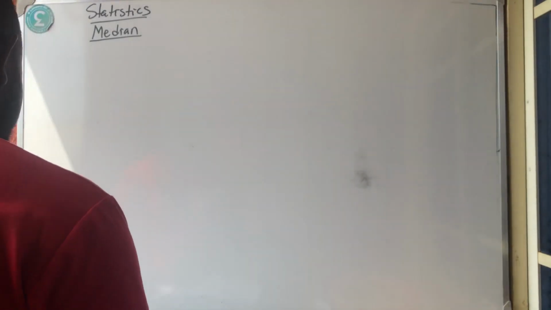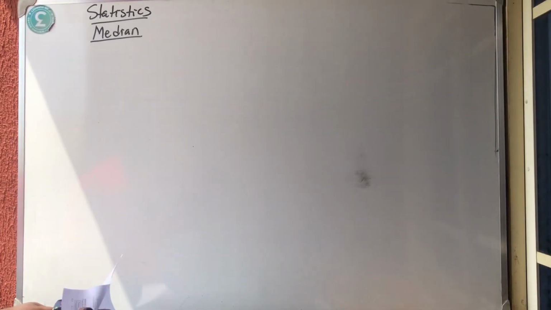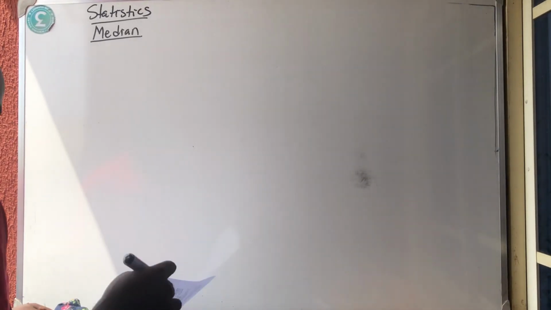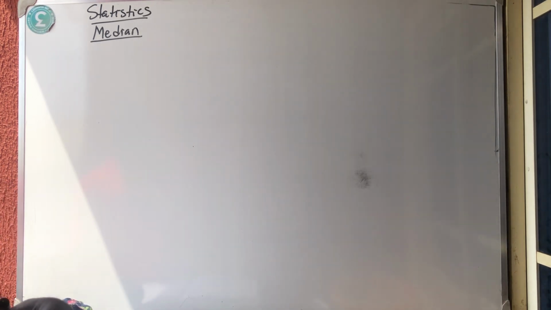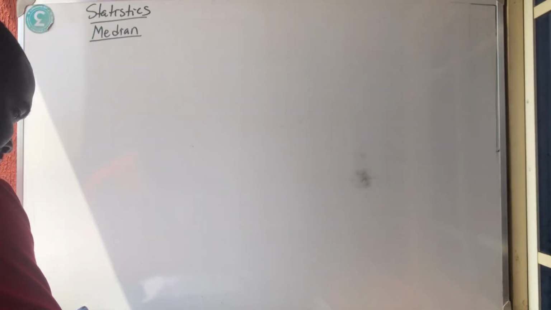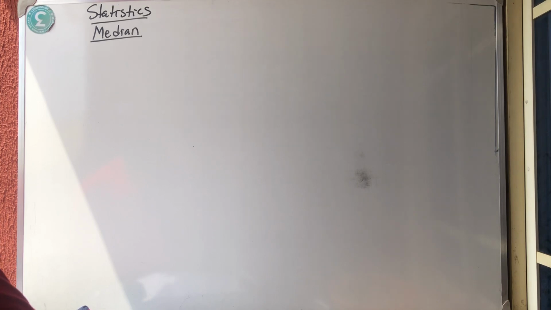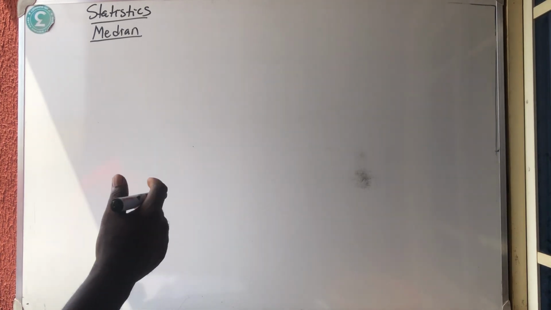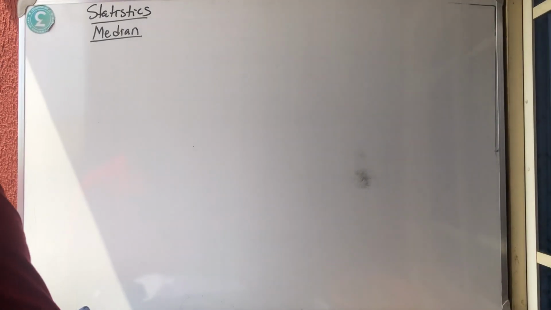With our statistics, the next one we're talking about is the median. From the way it sounds, the median is the middle number. The median of a set of numbers must be arranged in an array. Remember that array means you arrange it in either ascending or descending order.